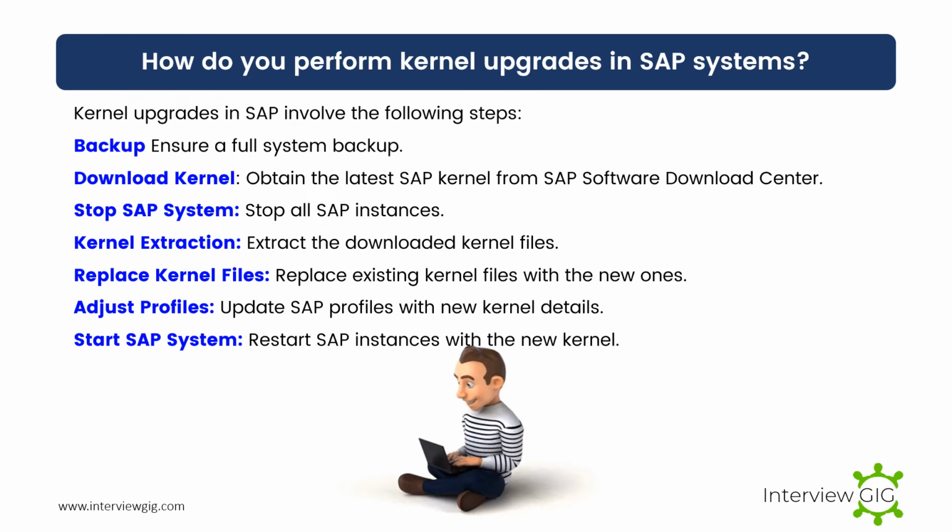How do you perform kernel upgrades in SAP systems? Kernel upgrades in SAP involve the following steps. Backup: ensure a full system backup. Download kernel: obtain the latest SAP kernel from SAP Software Download Center. Stop SAP system: stop all SAP instances.